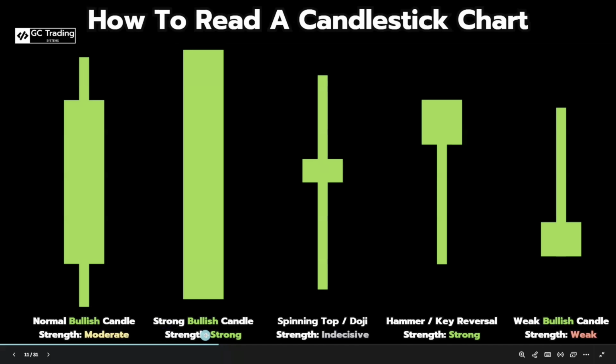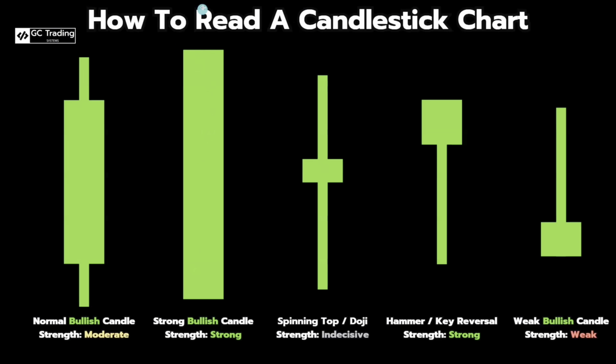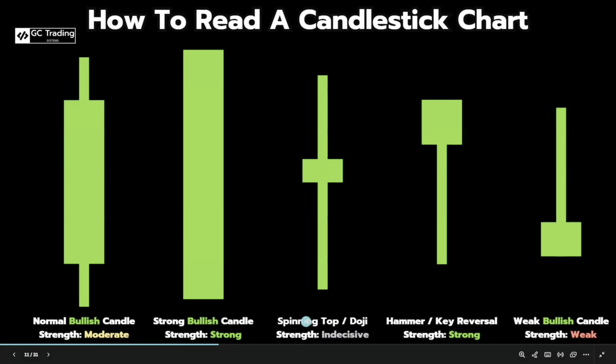Then over here we have a strong bullish candle. The strength is really strong. You can see we opened here and closed all the way up here with pretty much no wick. This shows that buyers are really in control. And next we have the spinning top, or doji. Price opened here and closed here.